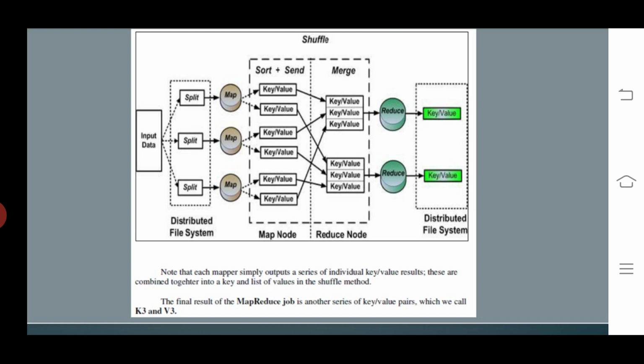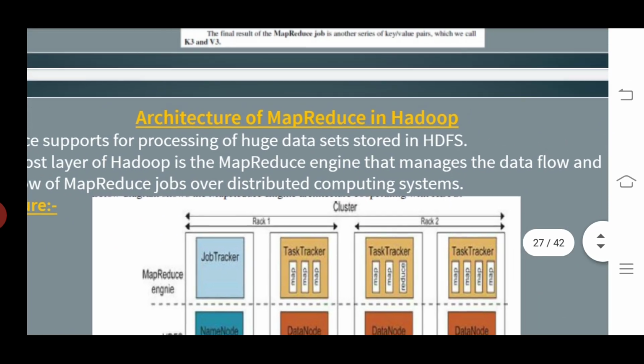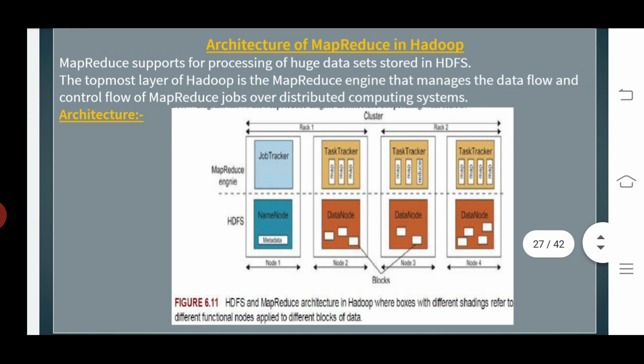Okay, this is nothing but the distributed file system. This figure illustrates the input splitting of the data in a step by step manner. Now we have to learn about the architecture of MapReduce in Hadoop. What architecture? The MapReduce architecture in Hadoop, how it will support, how it is provided, and what process will run there. Now we will learn about this.